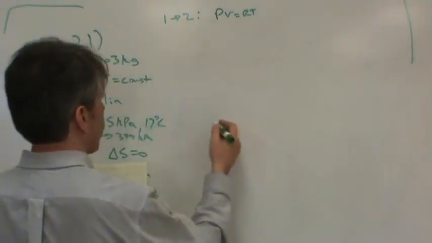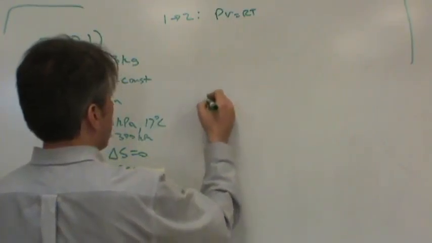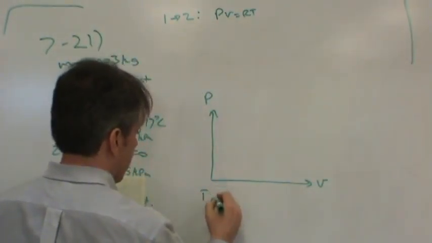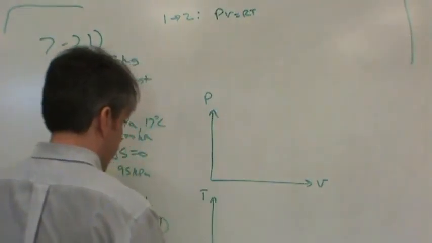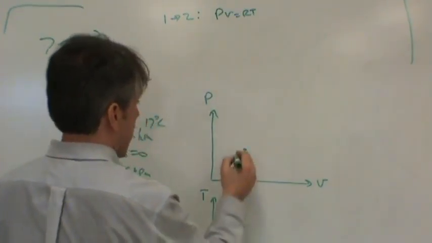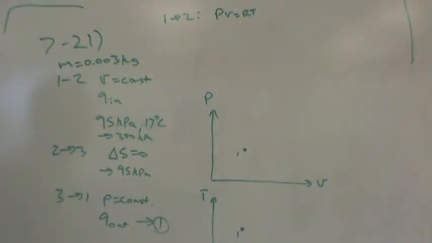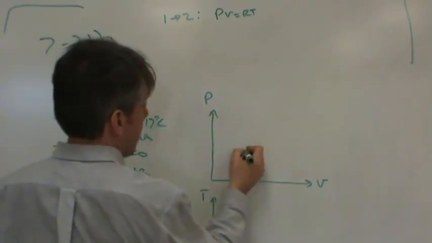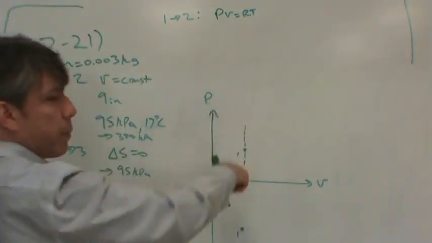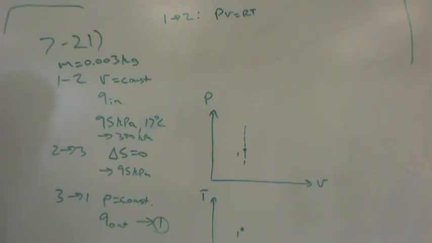So let's start off also with a PV and TS diagram. So pressure versus volume and temperature versus entropy. It doesn't really matter where I start. I'm just going to put a point to indicate state 1, and then I'm going to put as much information around state 1 as I can. For example, I know that 1 to 2 is a constant volume process. So when I move from state 1 to state 2, I know I'm going to be moving along a vertical line. I don't know if I'll be moving up or down yet. We'll figure that out in a minute.